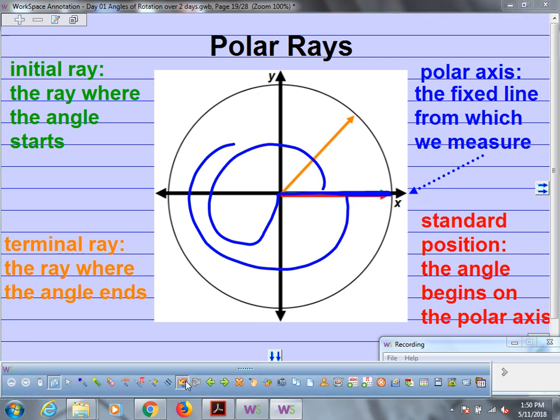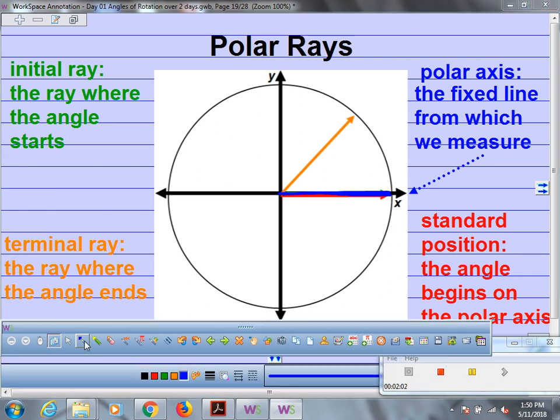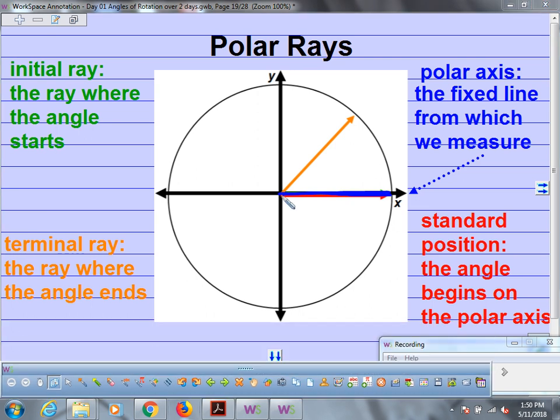Then, our standard position. Standard position is any angle that starts here. So this angle is in standard position. This angle is also in standard position. It's just a negative angle. Okay? So this one's standard position, this one's standard position. They both are because they're starting from the polar axis.